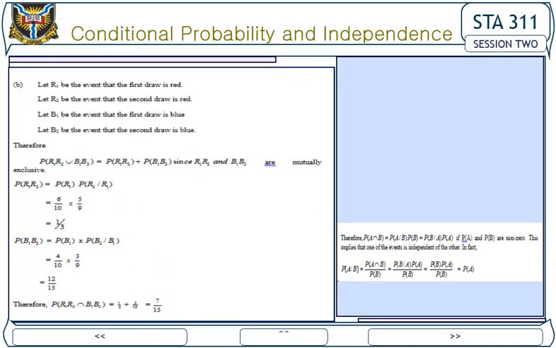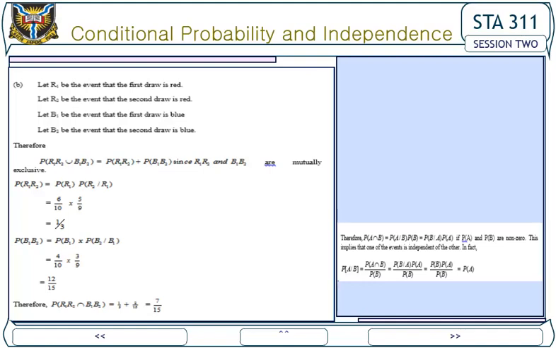Recall that P(A|B) is equal to P(A∩B)/P(B), where P(B) is greater than 0. Definition 2. Two events A and B are said to be statistically independent if and only if any one of the following conditions is satisfied: 1, 2, 3. It is easily shown that 1 implies 2, 2 implies 3, and 3 implies 1.